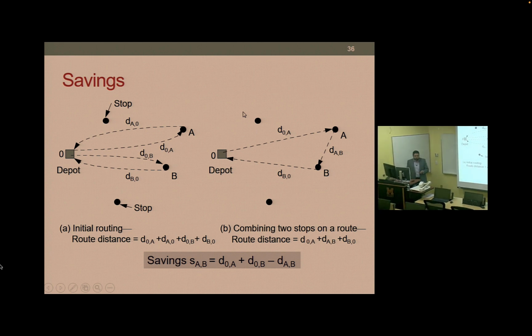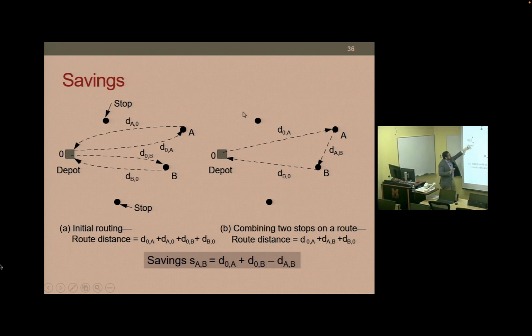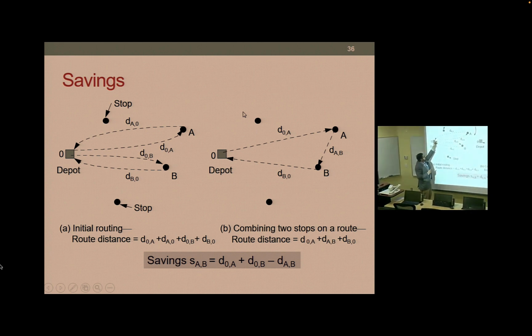So how do we improve a solution like that? Let's say I have two customers, A and B, and I visit A, then I come back, I visit B, then I come back. How much do you travel?